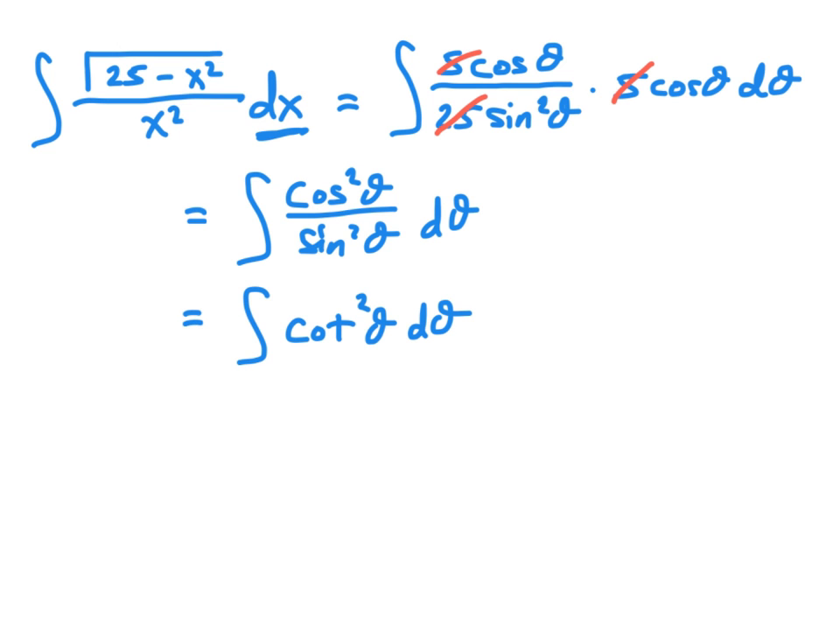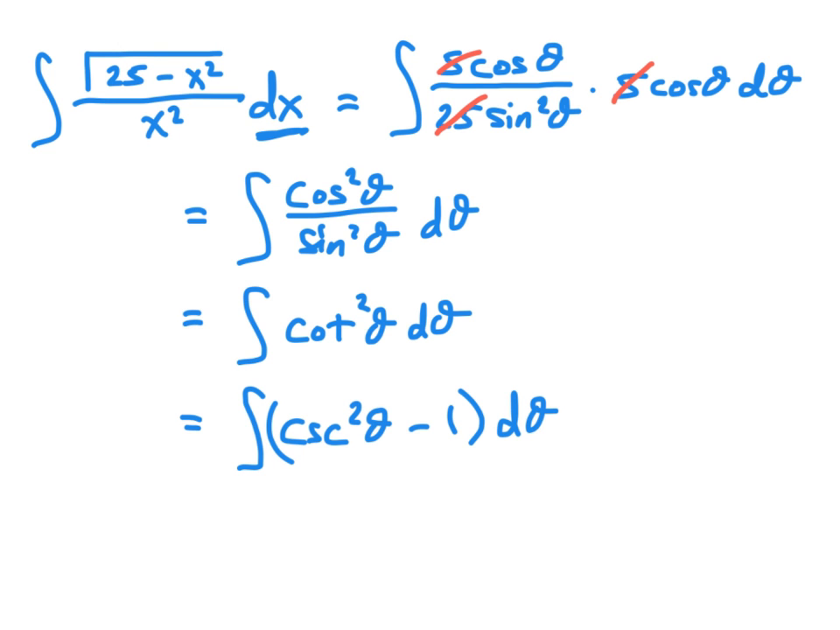In order to evaluate this integral, recall from pre-calculus that the cotangent squared is equal to cosecant squared minus 1. This is a standard trig identity. In fact, it comes from the standard Pythagorean identity, sine squared plus cosine squared equals 1. You can simply divide every term in that equation by sine squared, and the cotangent squared equals cosecant squared minus 1 will fall out of that. And so we have the integral of cosecant squared minus 1 here.